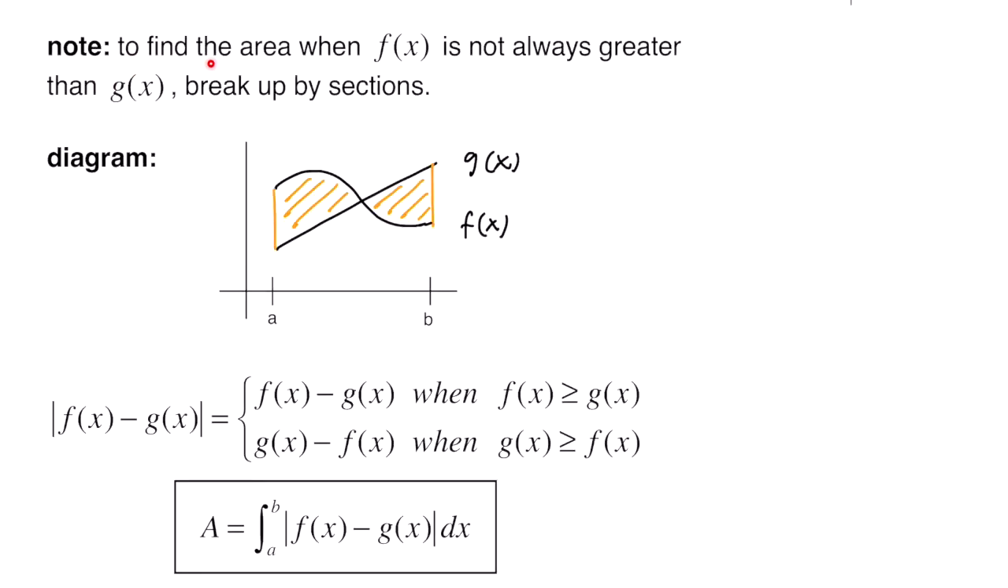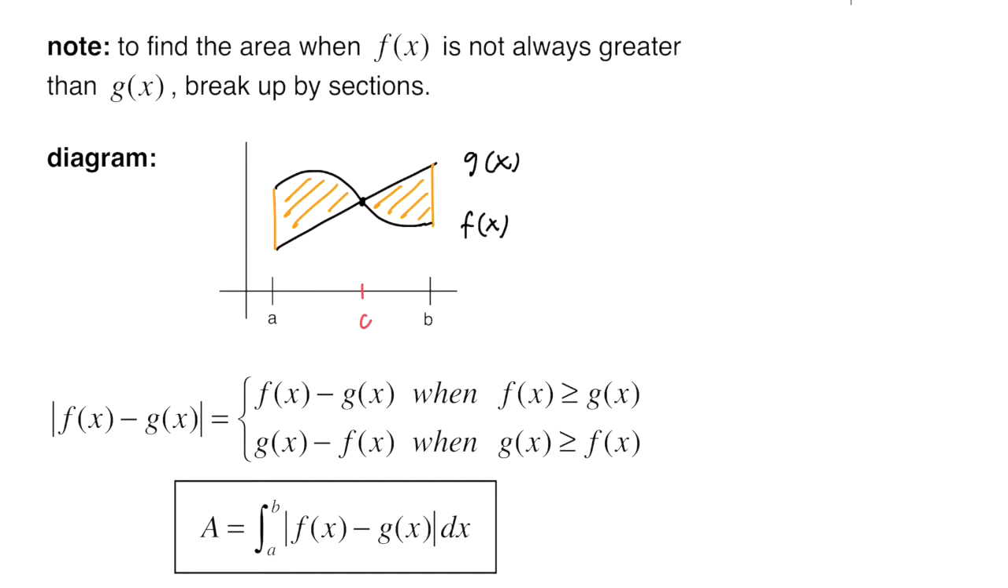Here I have a note. It says to find the area when f is not always greater than g, you can break it up by sections. So for our diagram, I have f right here, and then I have g right here. So you can see the two graphs intersect right here, and I labeled that c on the x-axis. So if you wanted to, you could set up 2 different integrals and add them together. So the first integral would be from a to c, and it would be f minus g.